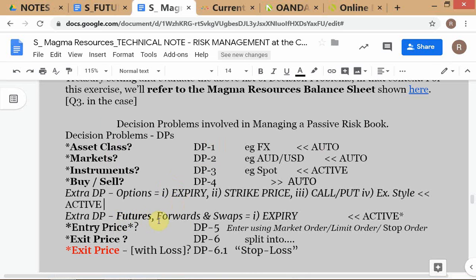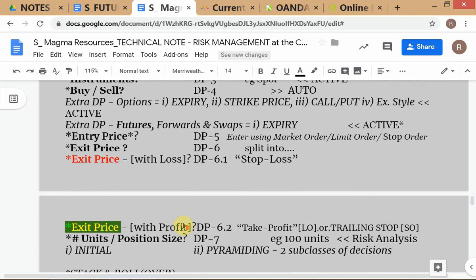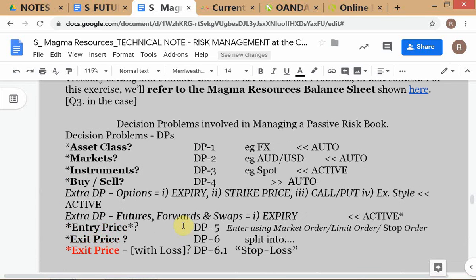Okay, next, entry price. Next decision problem is entry price. So we saw that the buy sell decision per se is automatically solved. What about entry price?